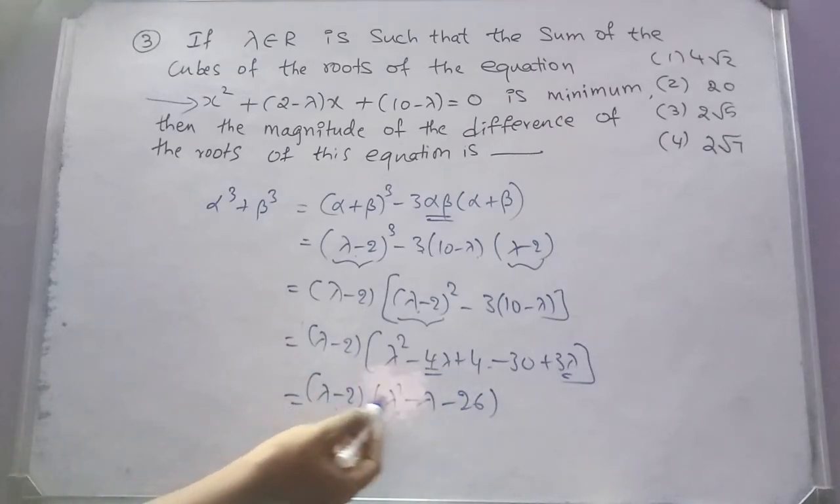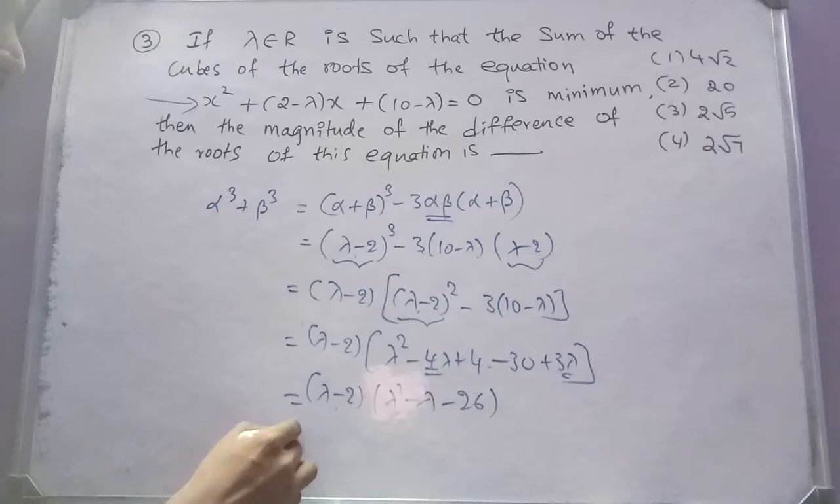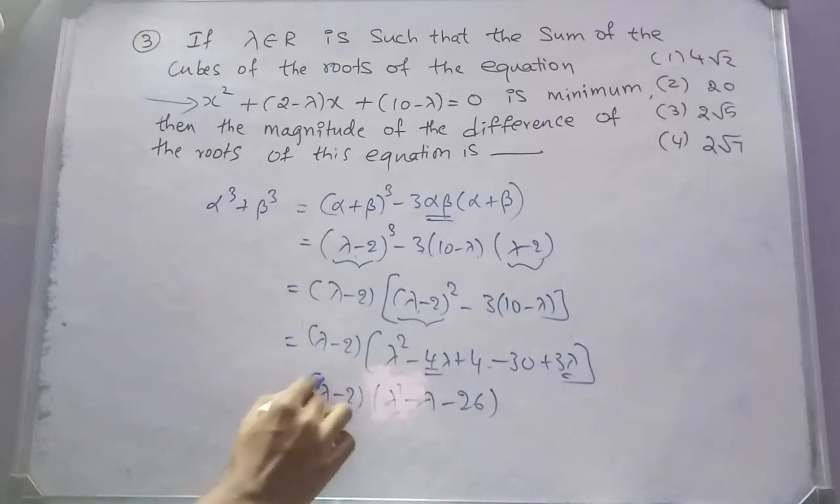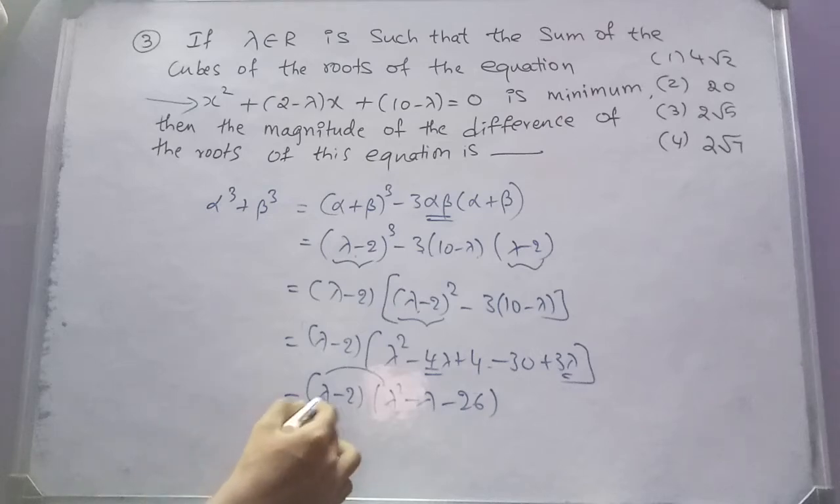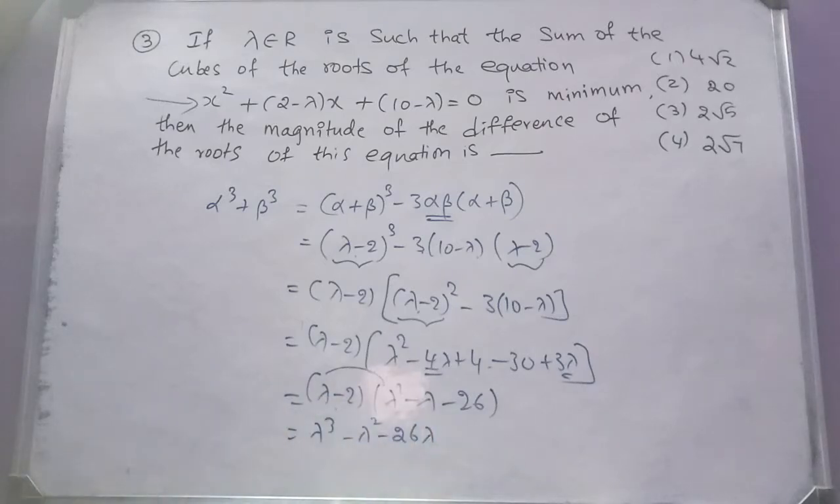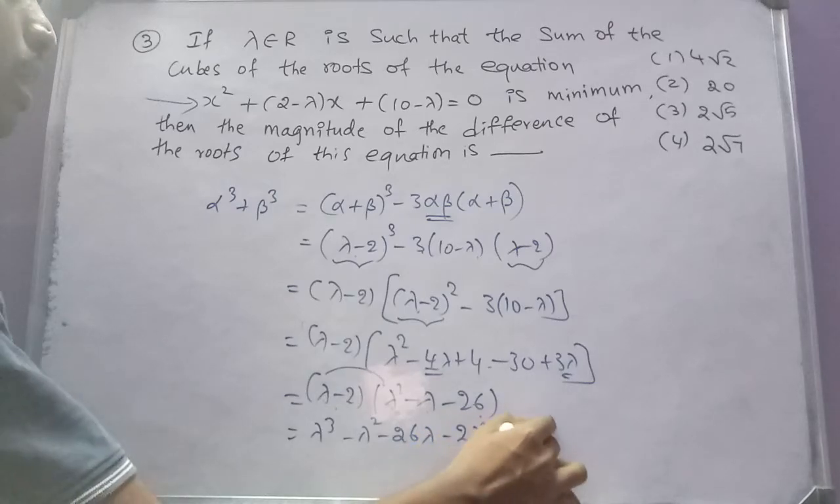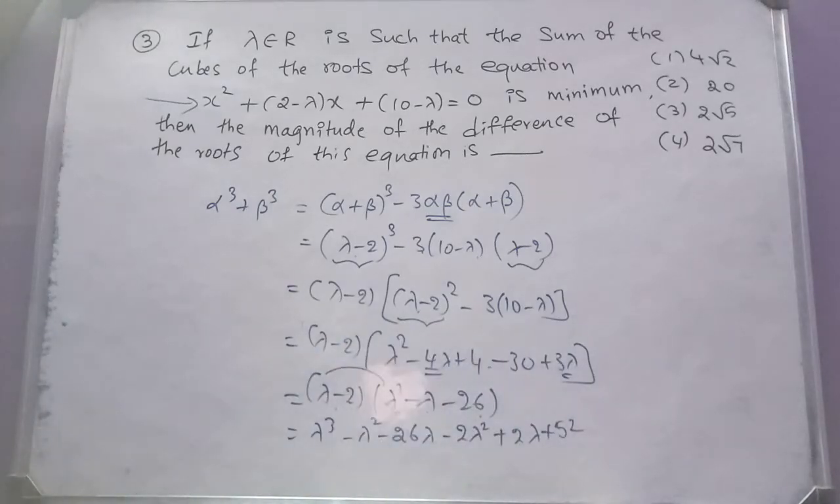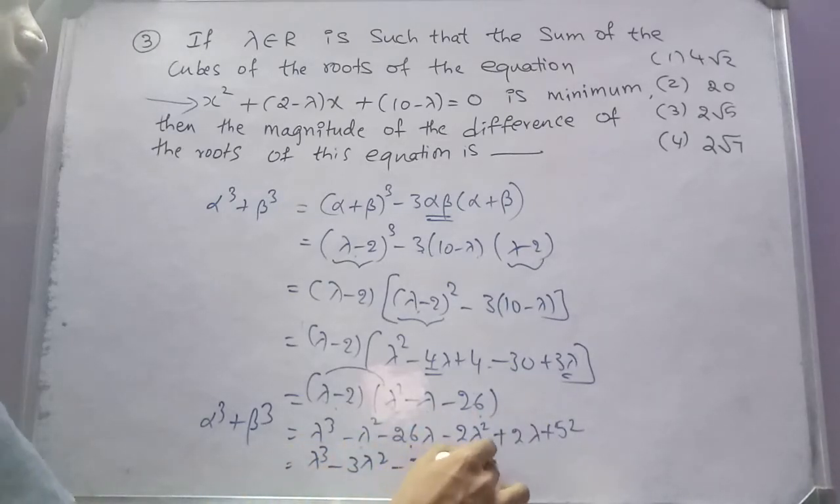And expand this binomial into trinomial. If you expand it, what do you get? Okay, let me show the expansion also. Lambda into lambda square is lambda cube. Lambda into minus lambda is minus lambda square. Lambda into minus 26 is minus 26 lambda. And then minus 2 is multiplied with all three terms. You'll get minus 2 lambda square plus 2 lambda plus 52. So therefore, I can say that alpha cube plus beta cube is equal to lambda cube minus 3 lambda square minus 24 lambda plus 52.